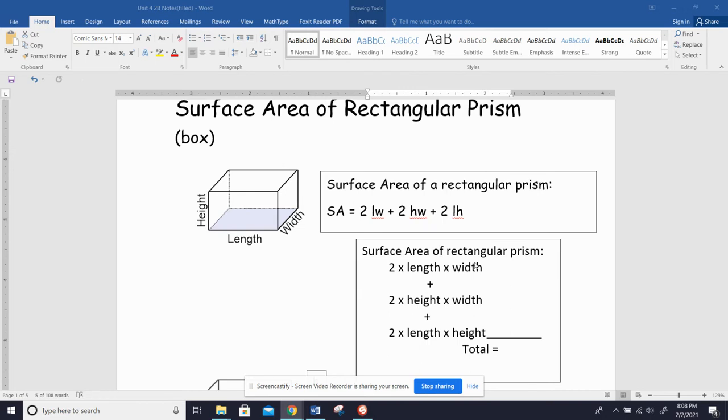Again, you're just finding the area of each of the sides. The 2 comes in because we've got a front and a back that are exactly the same. We have a top and a bottom that are exactly the same. And we have a left and a right that are exactly the same. So to get all of those 6 sides in, this is how we can do that.